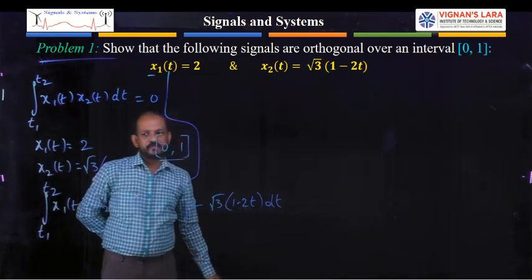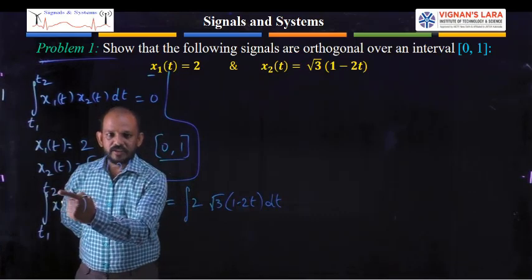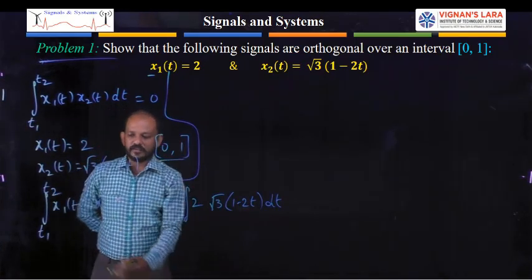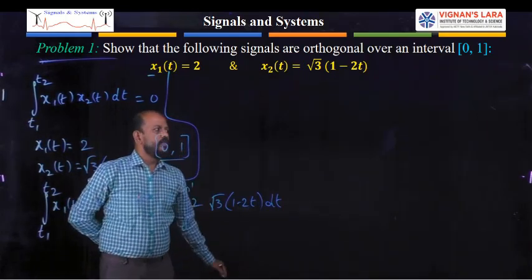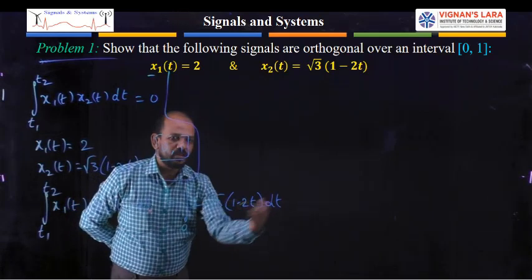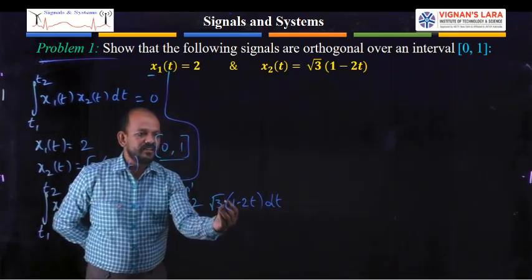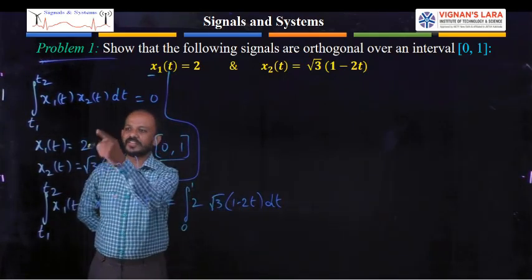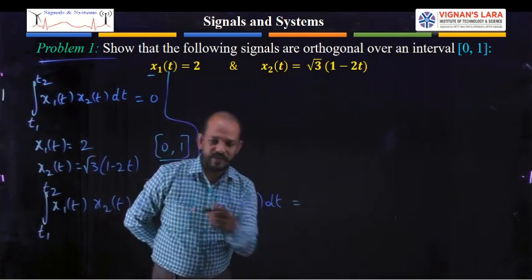Okay. Now next we have to go for the limits. According to the given problem, the interval is 0 to 1, so we apply the limits 0 to 1. So solve this equation. As a general rule, if the answer of this equation is 0, then you can say that the two signals are orthogonal. So what's the value of this one?